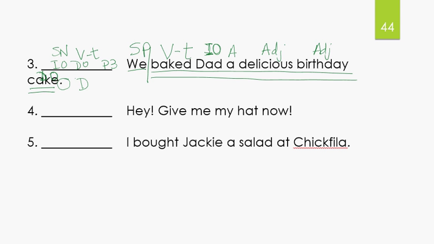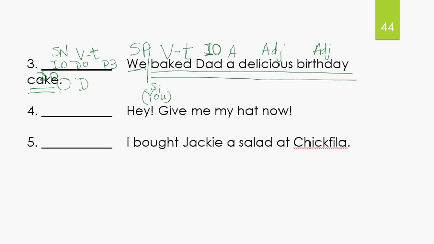Next sentence. Hey, give me my hat now. All right, do you see any prepositions? No prepositions. All right. Who or what give me my hat now? Well, there's no subject, right? No subject. So what do you write in your subject? It's an understood you.